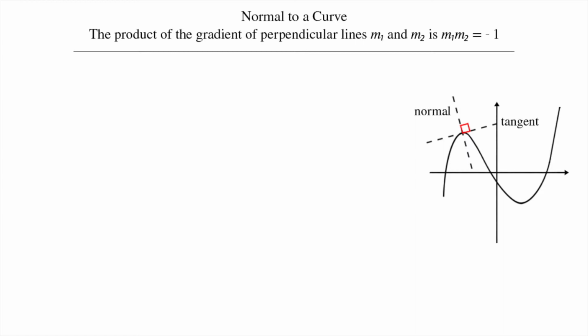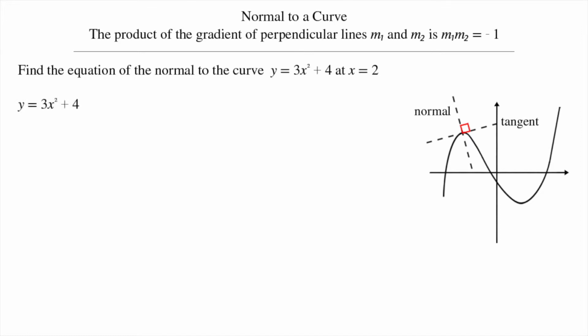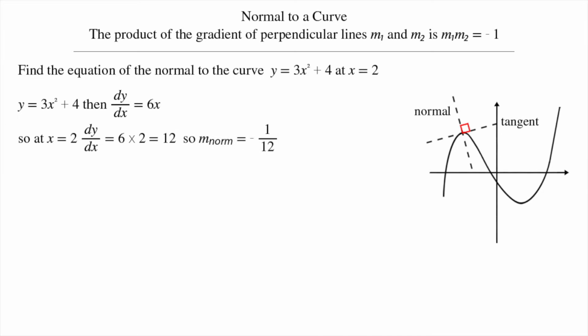So let's try an example. What is the equation of the normal to the curve y is 3x squared plus 4 at x equals 2? Well, if y is equal to 3x squared plus 4, then dy by dx is equal to 6x. So, at x is equal to 2, dy by dx is equal to 6 times 2, which is 12. Now, this is the gradient of the tangent at the point x equals 2, so the gradient of the normal is equal to -1 over 12, since 12 times -1 over 12 is -1, as required.